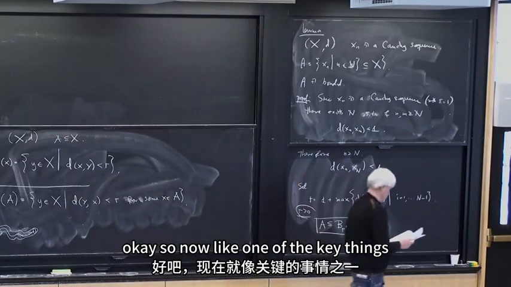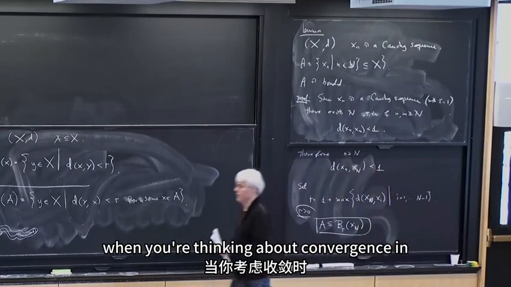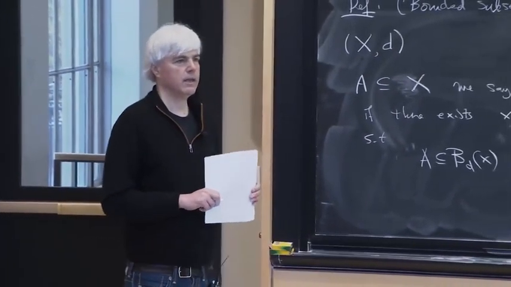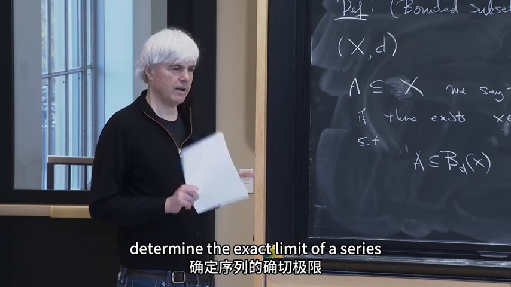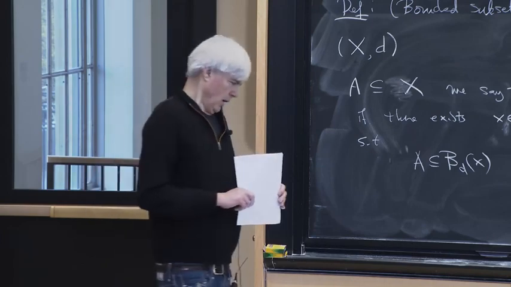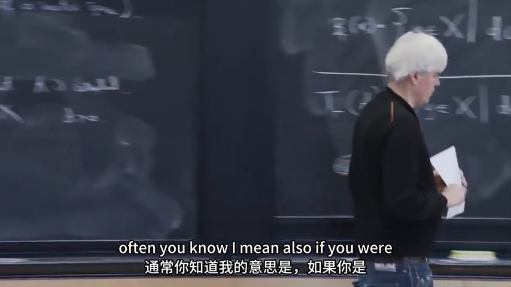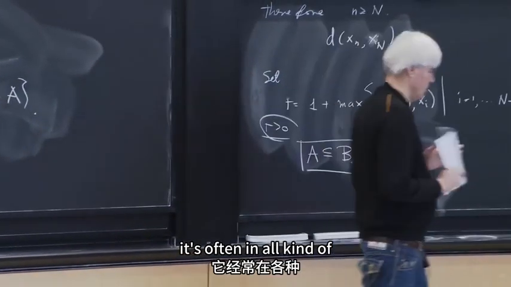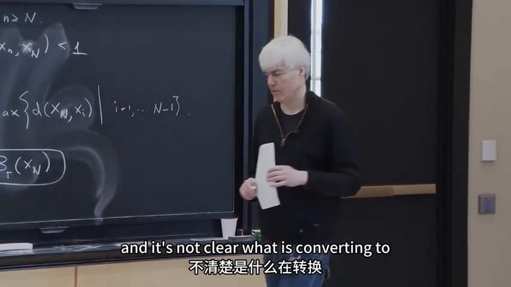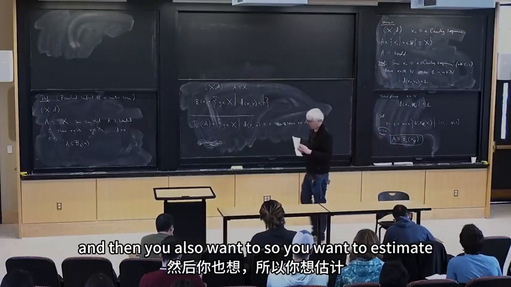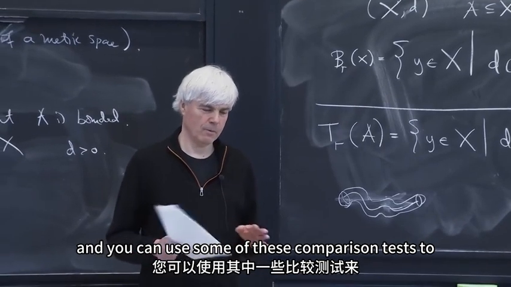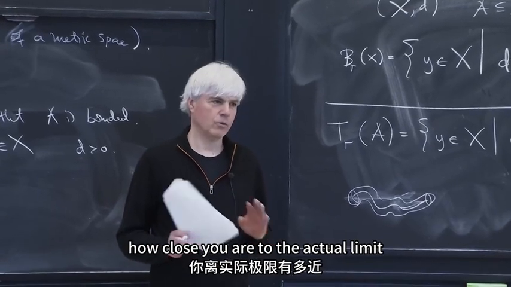Now, one of the key things when you're thinking about convergence in R, and we used this time and time again, we saw this for series, is that it was often difficult to determine the exact limit of a series. But the question was always, does it converge? Also in applications in all kinds of fields, things are written in terms of a series, and it's not clear what it's converging to, but you want to know whether it's converging. Then you also want to estimate the limit within a certain error term, and you can use some of these comparison tests to estimate how close you are to the actual limit.